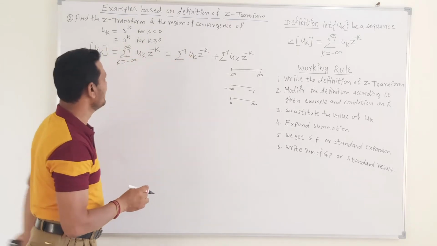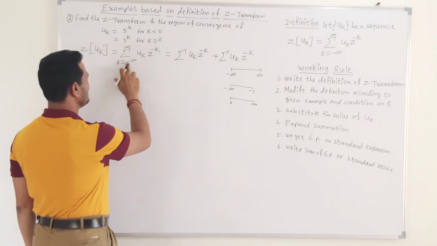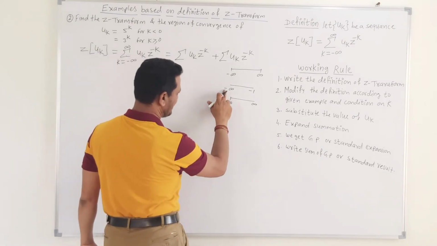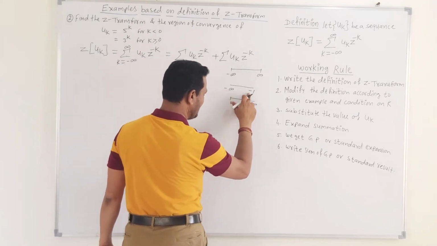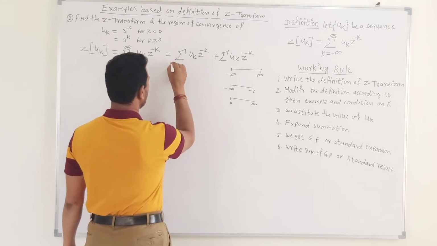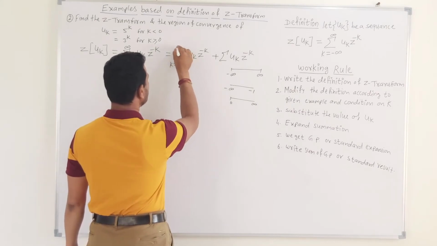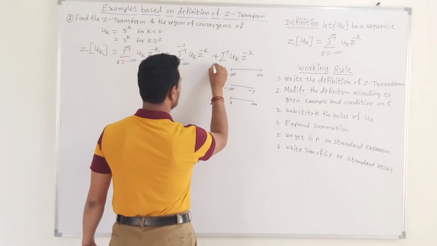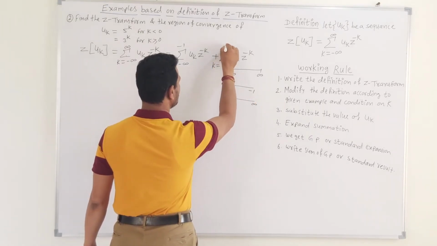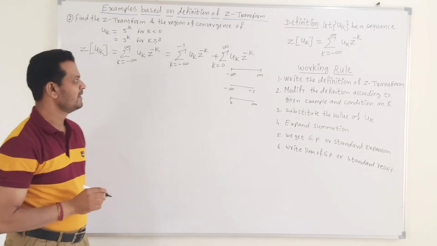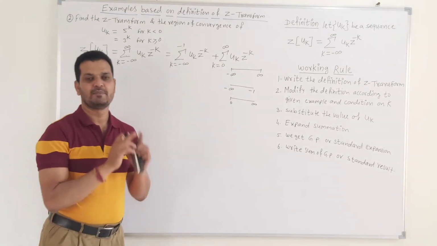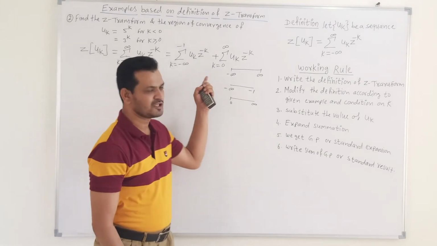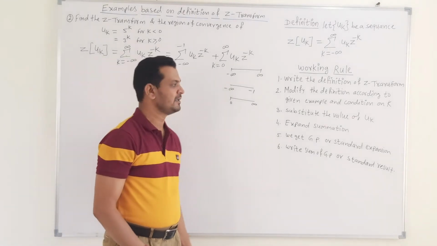Now put this value here, so that means k equal to minus infinity to plus infinity is split into two parts. First part is minus infinity to minus 1, that means here k goes from minus infinity to minus 1, and the second interval is 0 to infinity. So we can write this as k is equal to 0 to infinity. So that is our step number 2. That means after writing the definition of Z transformation, modify this definition according to the given example.